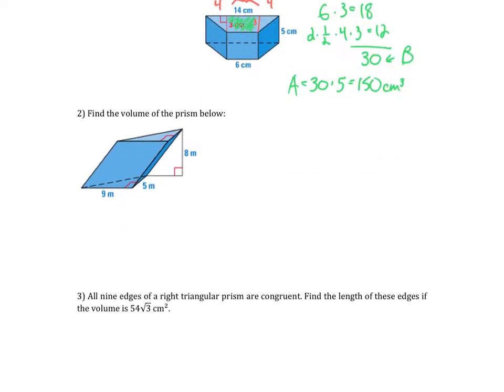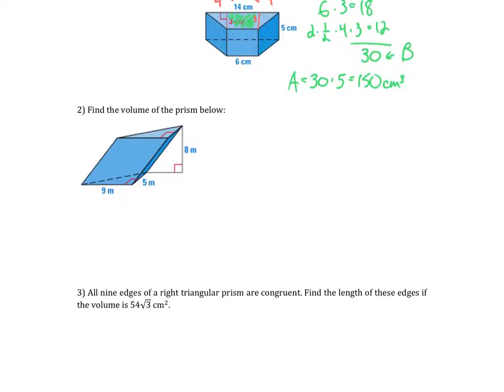All right, so it says find the volume of the prism below. Okay, the two parallel bases do not meet at a right angle, but what we are given is the altitude, which is this length of 8 here. There's the altitude of 8, and it looks like we have some right triangles as the base. So if we try to find the area of the base, 1/2 times 5 times 9, that's going to give me 22 and 1/2.